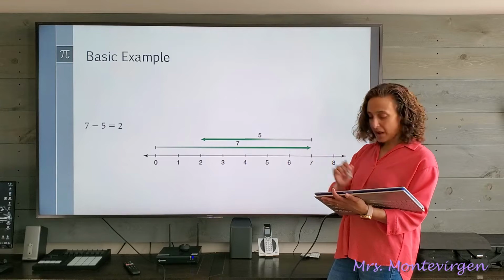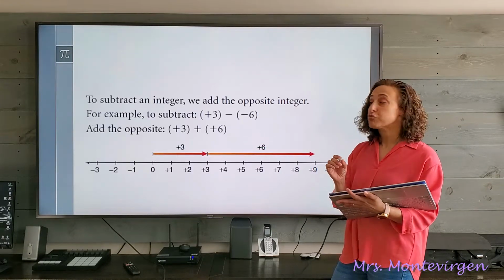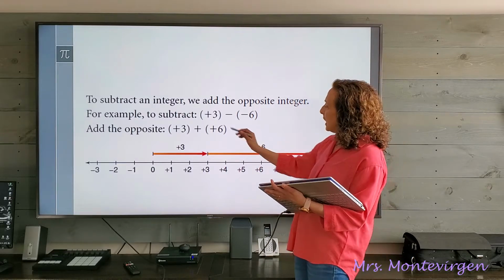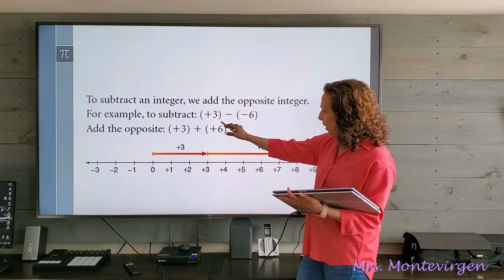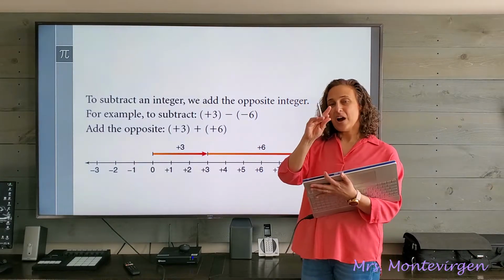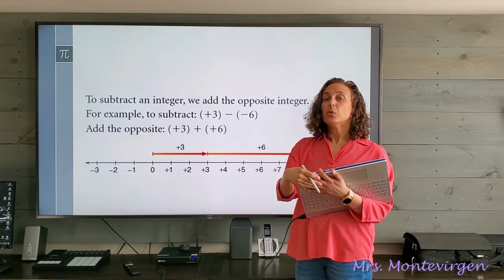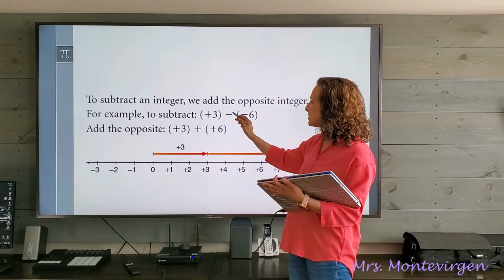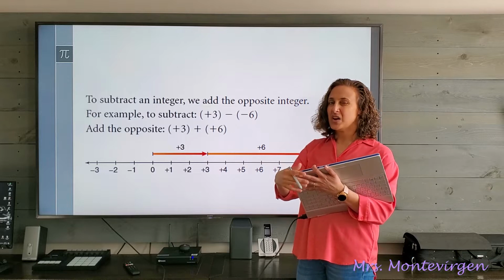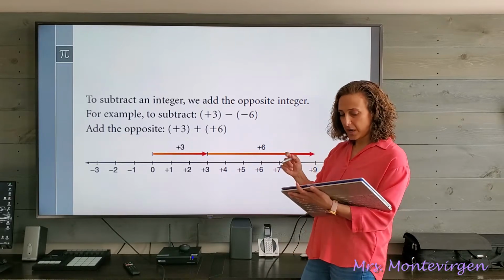Now when you're subtracting integers, there is a trick. And once you remember the trick, you've got the rest of it. In this case, we have a question, positive 3 take away negative 6. Now here is the trick with subtracting. When you're subtracting integers, all you have to do is switch the signs and add the opposite. And this is what I mean.